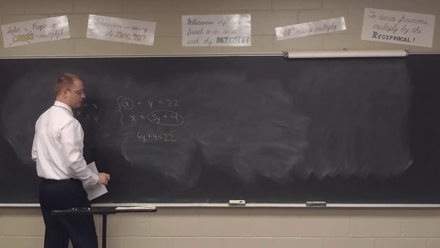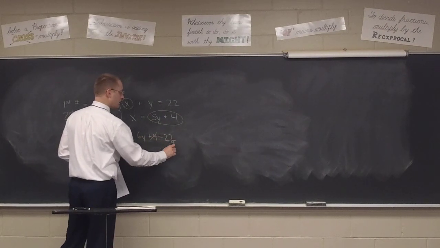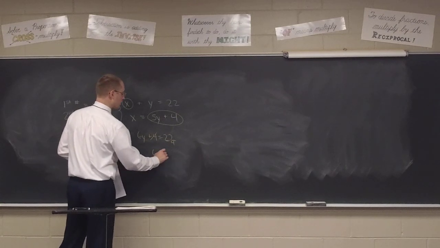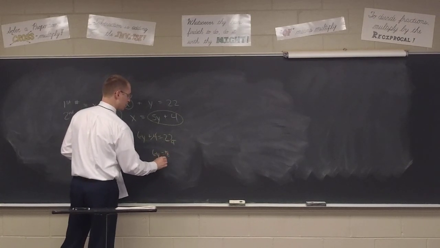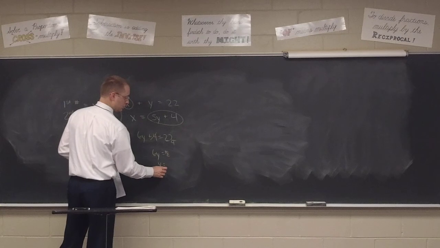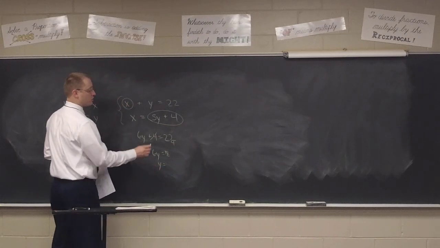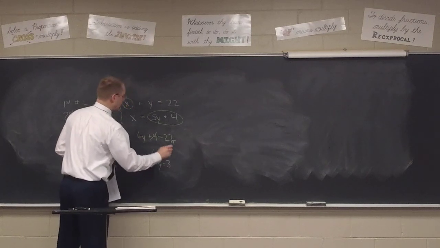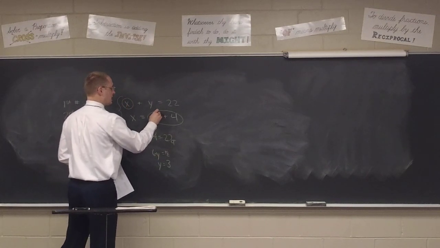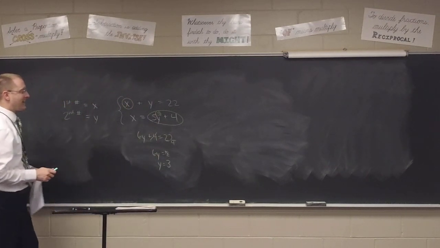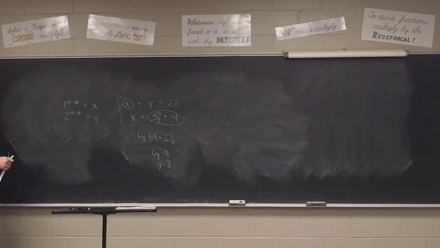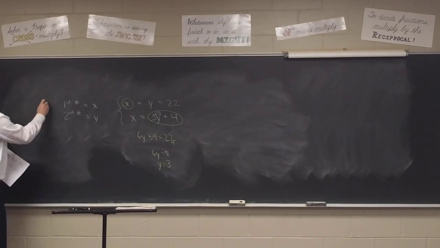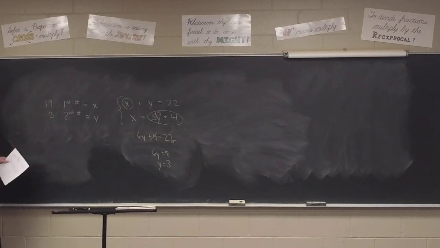From there, subtract 4 and divide to get... I think I did it wrong. Well, you should subtract 4 to get 18 and then divide by 6 to get 3. So if y is 3, then when you plug that in, x will be 19. So 19 and 3 should have been our two numbers.